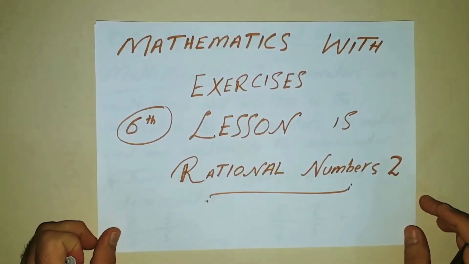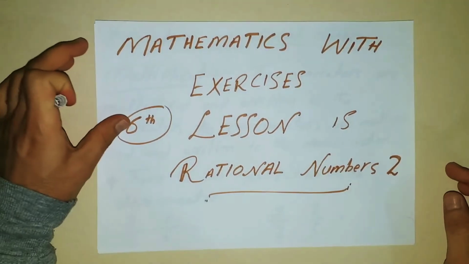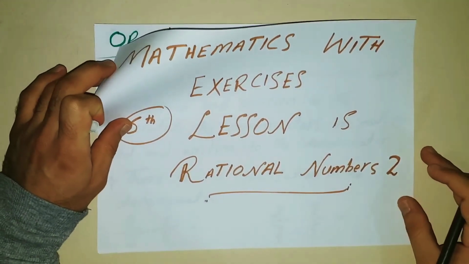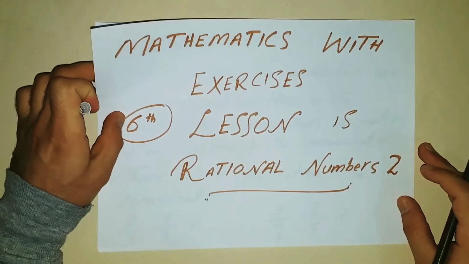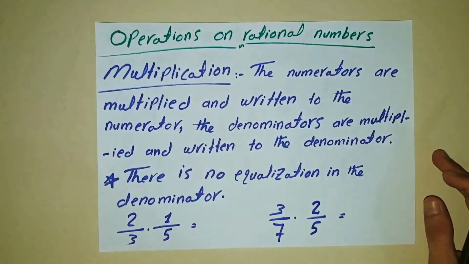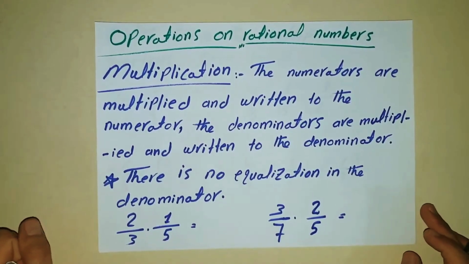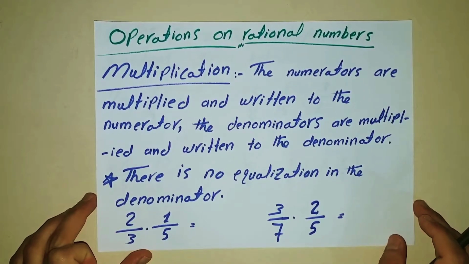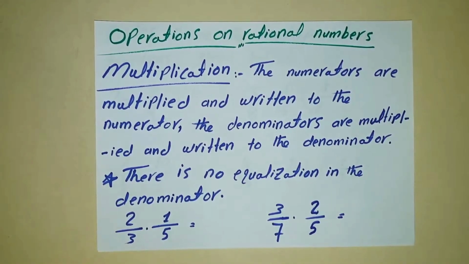It is the second part of the rational numbers. In my last video it was about the first part of the rational numbers. So today we will study the second part of the rational numbers: operations on rational numbers. Today we will study multiplication. What is multiplication in rational numbers?